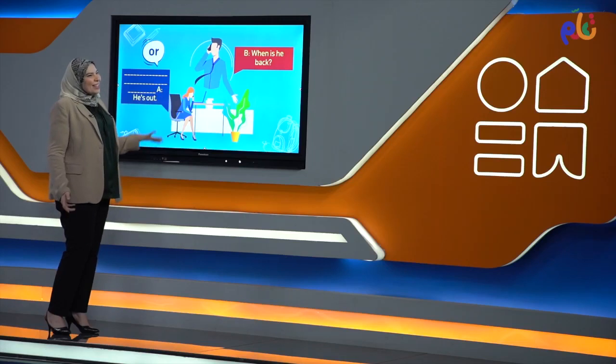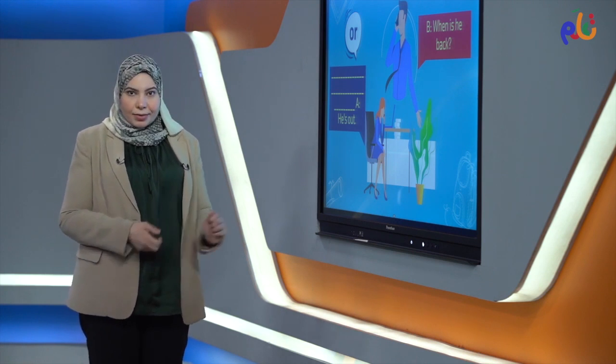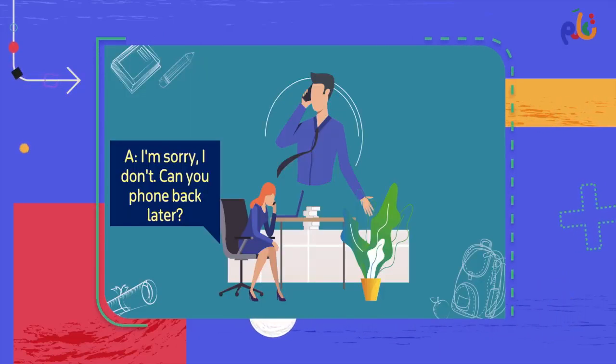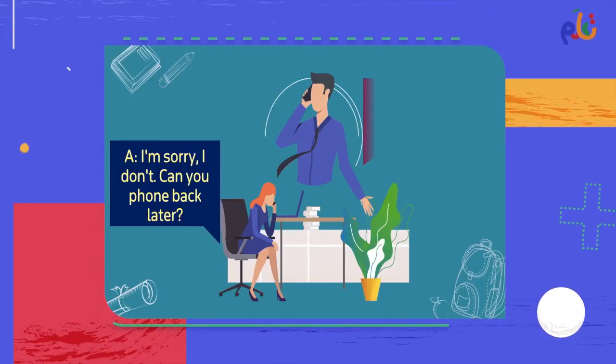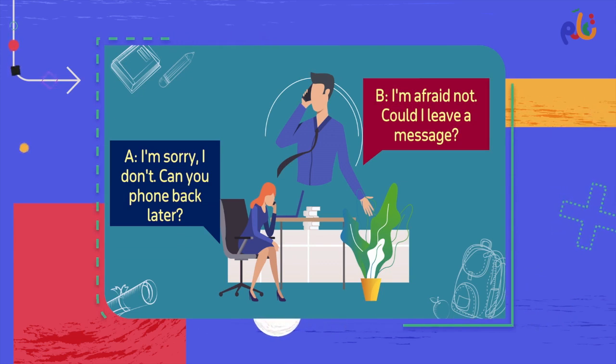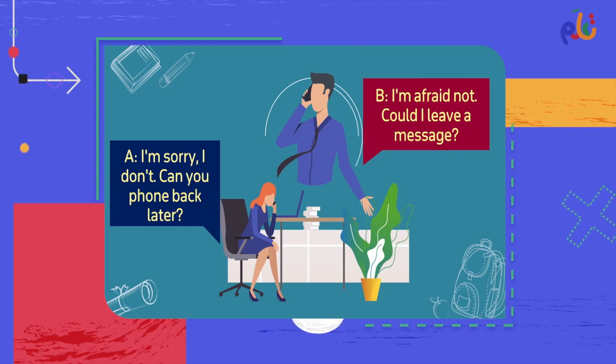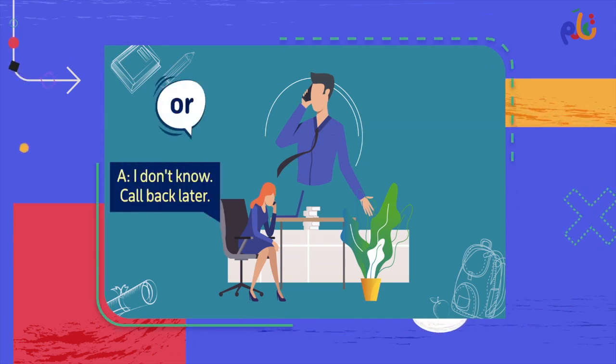When is he back? This is not the nicest. Can I ask you when he will be back? Can I know when he'll be back? So this is a nicer way to say it. I'm sorry, I don't. Can you phone back later? I'm afraid not. Could I leave a message? So this is a way of saying the conversation, or this is better.